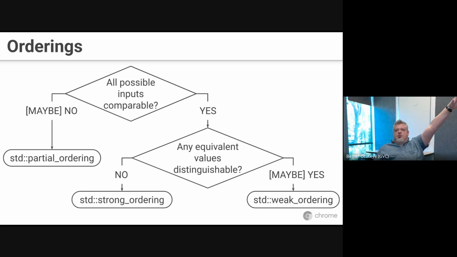If not, it's a partial ordering. If yes, then you ask the second question about equivalent values being distinguishable, and you get either strong or weak ordering. This is mentally how I do things. Now, of course, memorizing this flowchart is still left as an exercise for the reader.